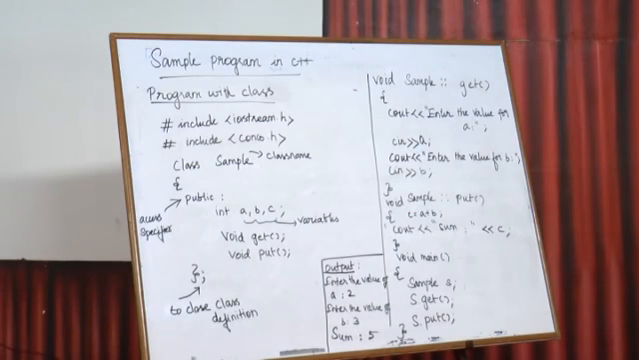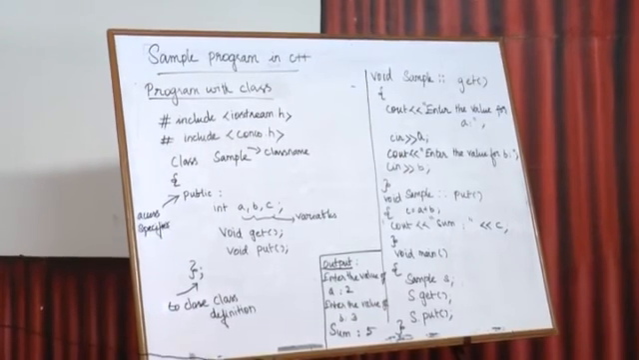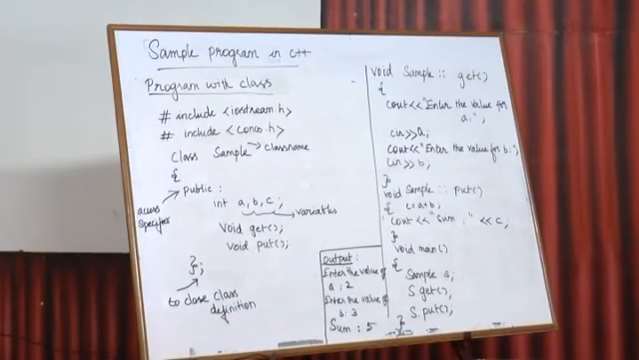After that, I have introduced the class. A class has a class name. Sample is the class name, and after opening the class definition, I am closing it with a semicolon. Can you see that? To close the class definition, I'm using a semicolon after the curly braces. This is the way to define a class.